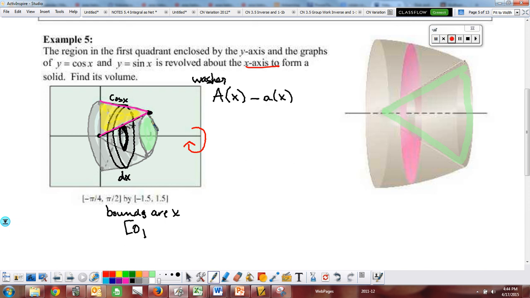I need this intersection point. I need to know when cosine of x equals sine of x, and hopefully you know that that's at pi over 4. So I got my bounds. I know it's dx. Now I need to do this part.